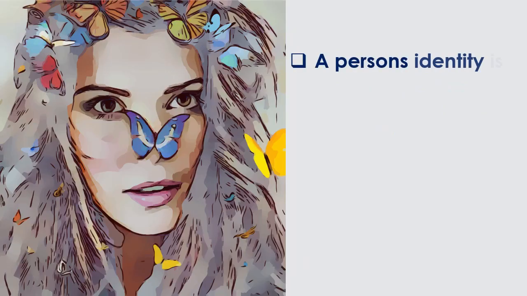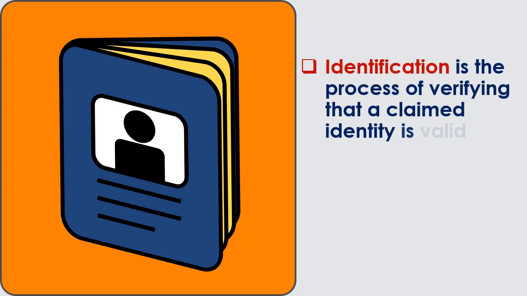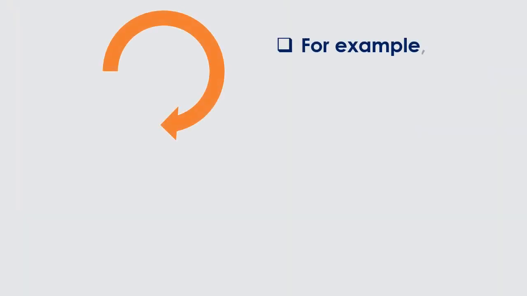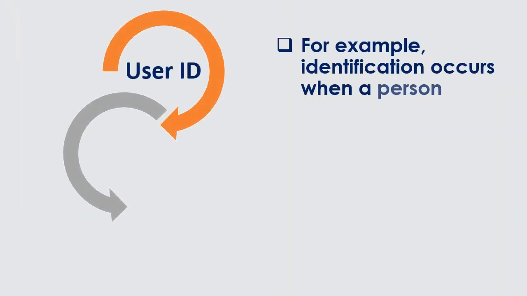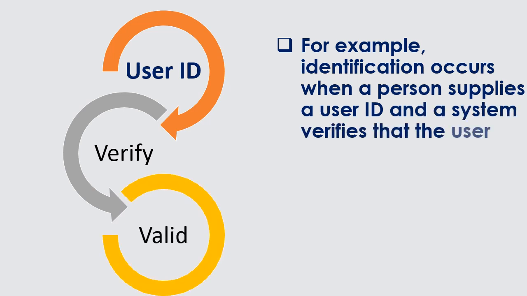A person's identity is who they are. Identification is the process of verifying that a claimed identity is valid. For example, identification occurs when a person supplies a user ID and a system verifies that the user ID is valid.